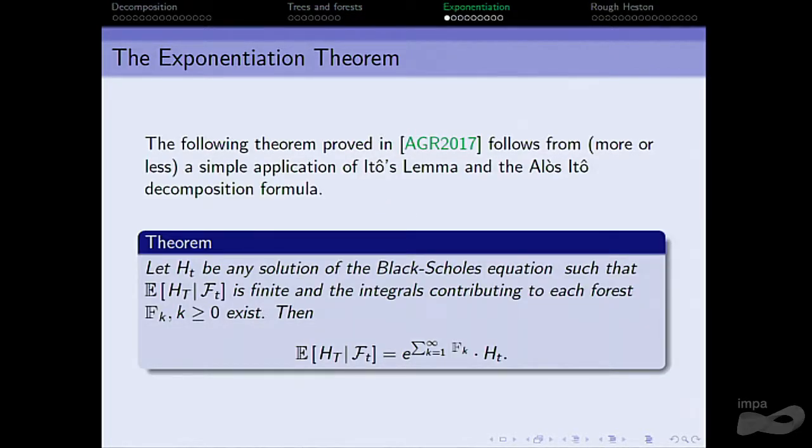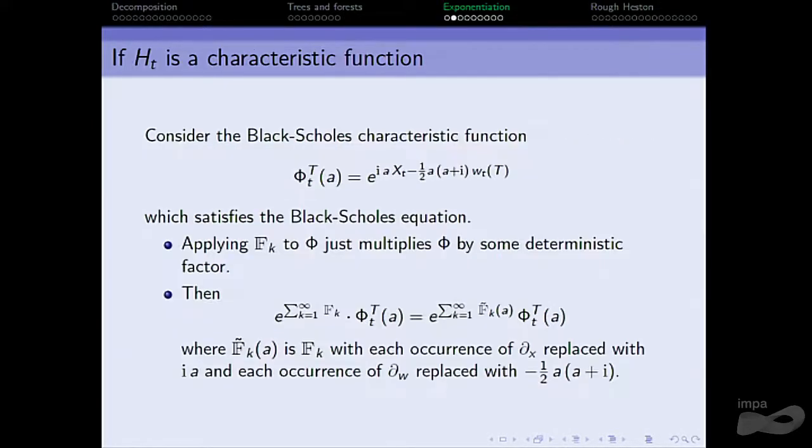So why did we construct forests and trees? Well, because this theorem holds. Let H be any solution of the Black-Scholes equation, and then just like the Alos decomposition formula, we have this exact decomposition here. This solution is given by the exponential of a sum of forests, defined using that recursion formula, acting on H. And the dot, what does it mean? Well, whatever is in the forest, right? So each tree in each forest corresponds to a different sequence of differential operators.